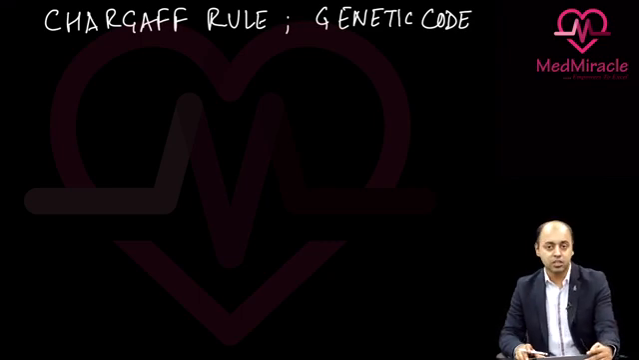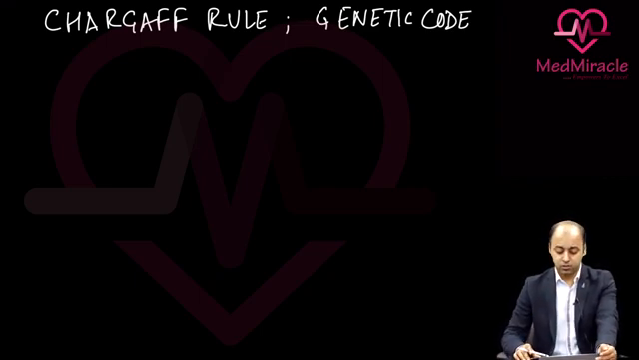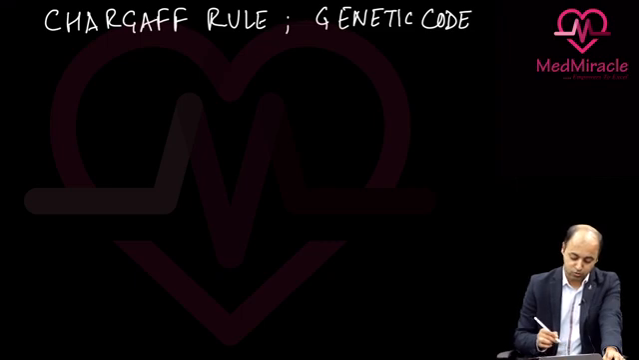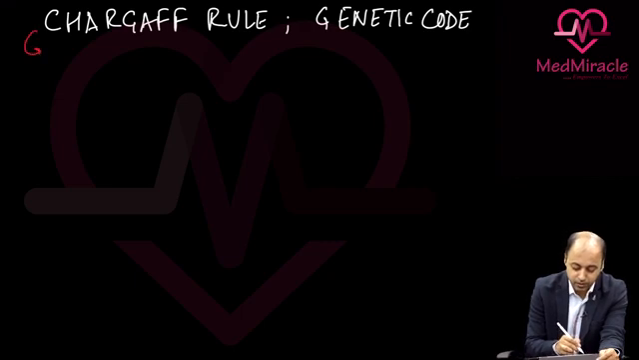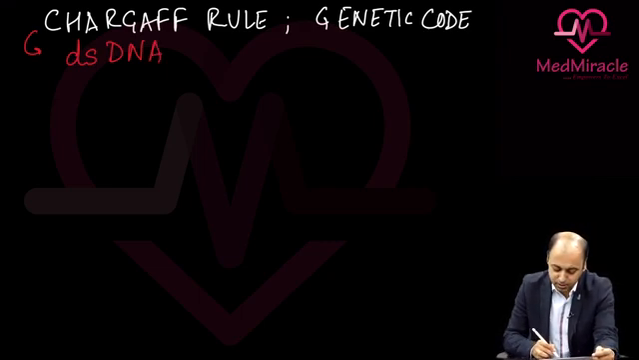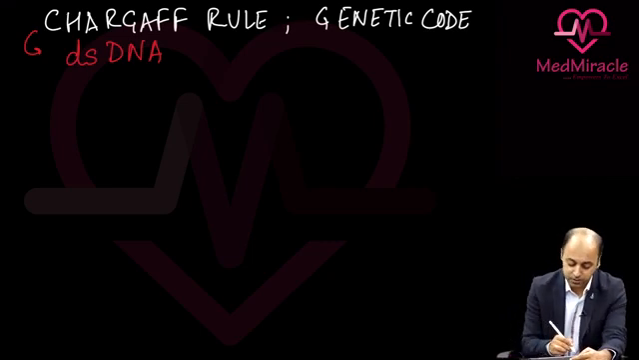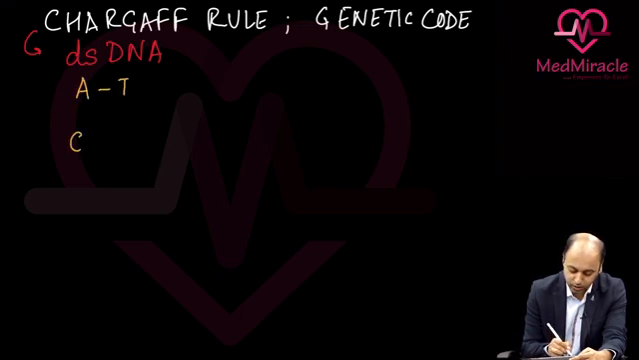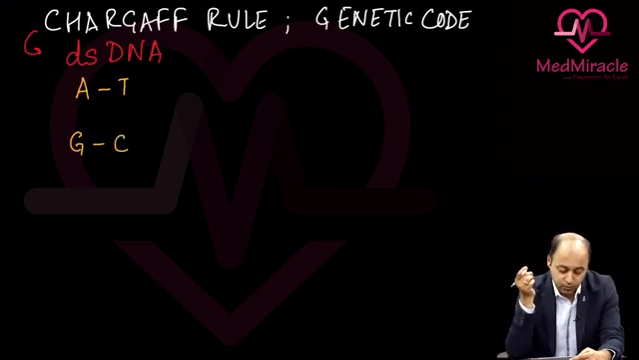We'll take a look at the questions coming from the Chargaff rule and the genetic code. First, let us quickly go through these two topics. The Chargaff rule is applicable for double-stranded DNA. It tells us about the pairing between the nitrogenous bases. I had mentioned in one of the previous lectures that adenine will pair with thymine and guanine will pair with cytosine. Adenine will pair with thymine, guanine will pair with cytosine.